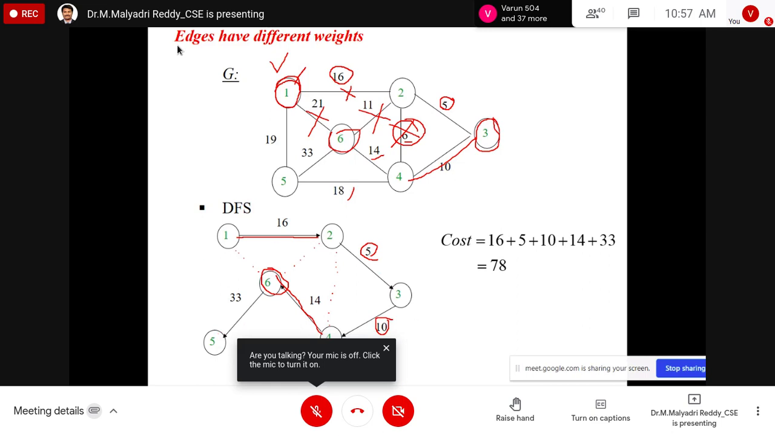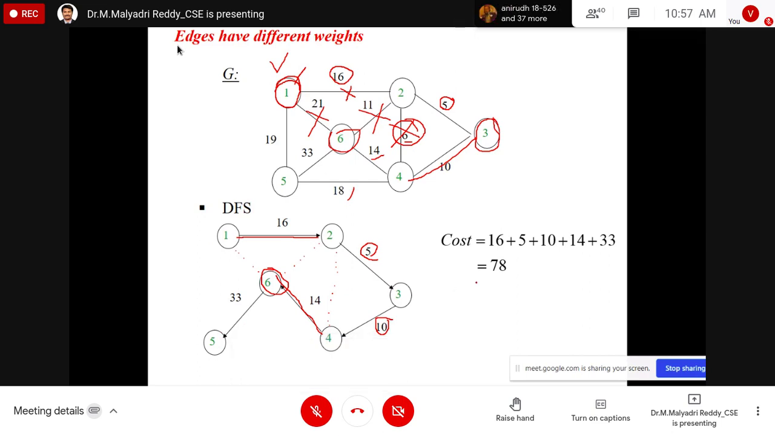So for 6 vertices, n minus 1, that is 5 edges are selected. This is the total cost for the corresponding graph to visit all the vertices by traversal. No, sir, the total cost should be less. That is how the path is selected. So by using the DFS method, I got a total cost of 78 only.